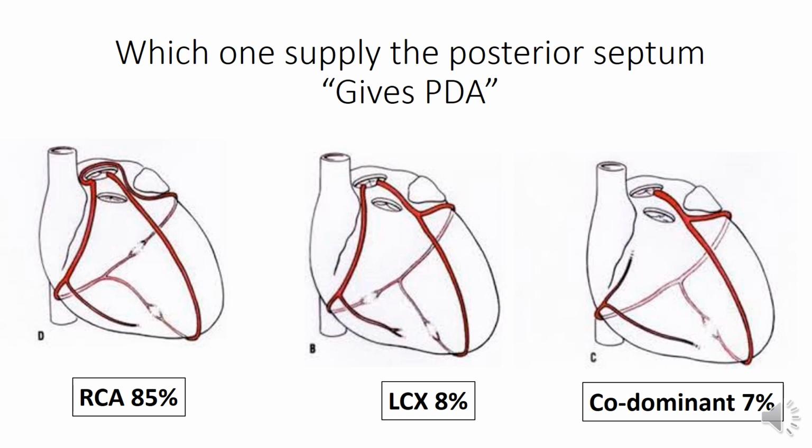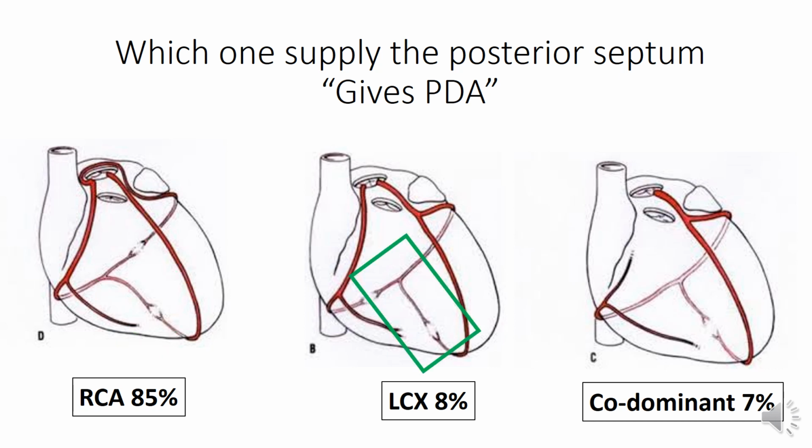Another question: how to nominate the dominant artery? Simply, the dominant artery is the artery that supplies the posterior septum, which is supplied by the posterior descending artery. In about 85% of patients, this branch arises from the right coronary artery, so we call it right dominant circulation.